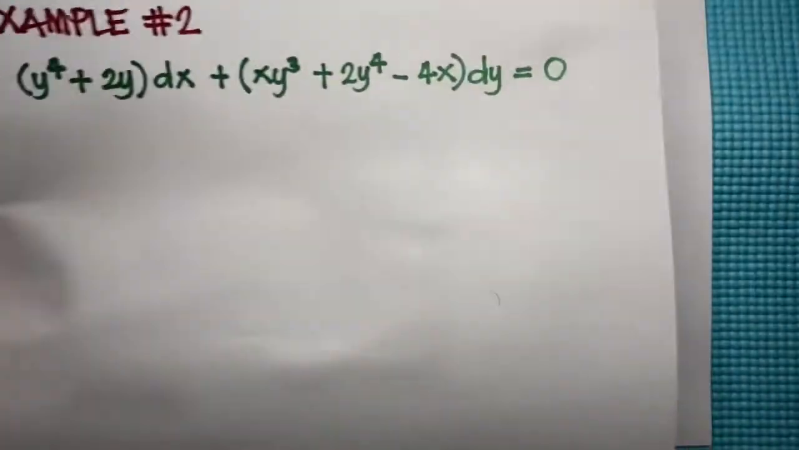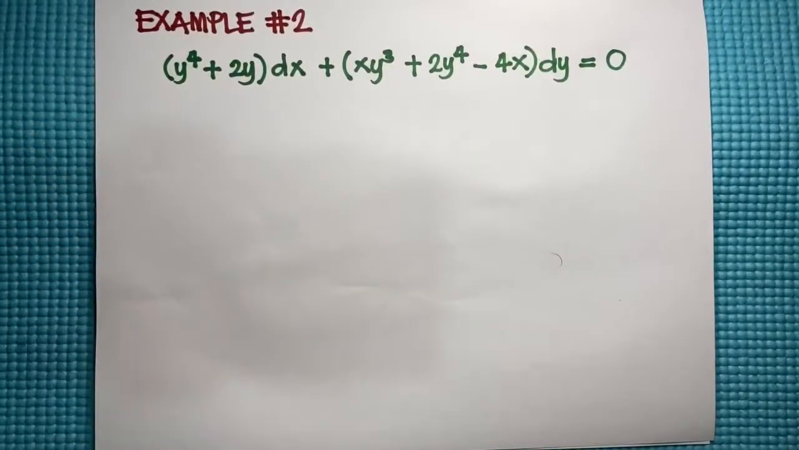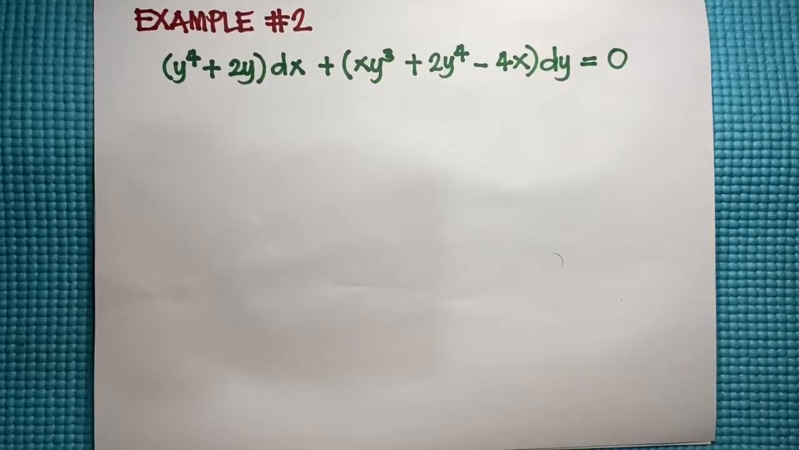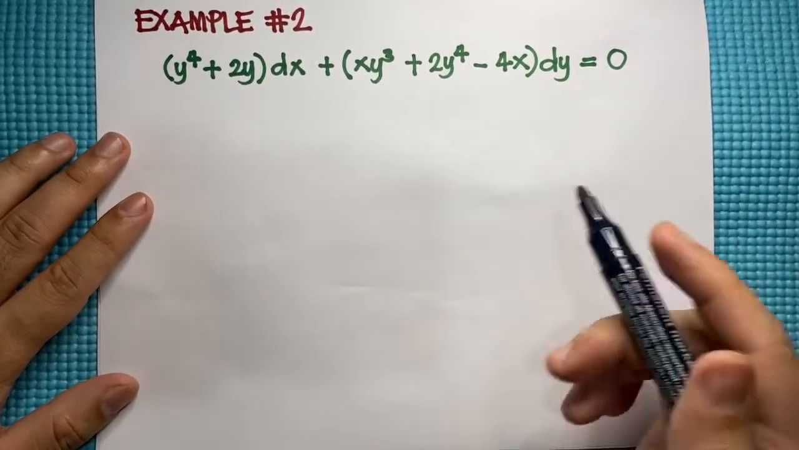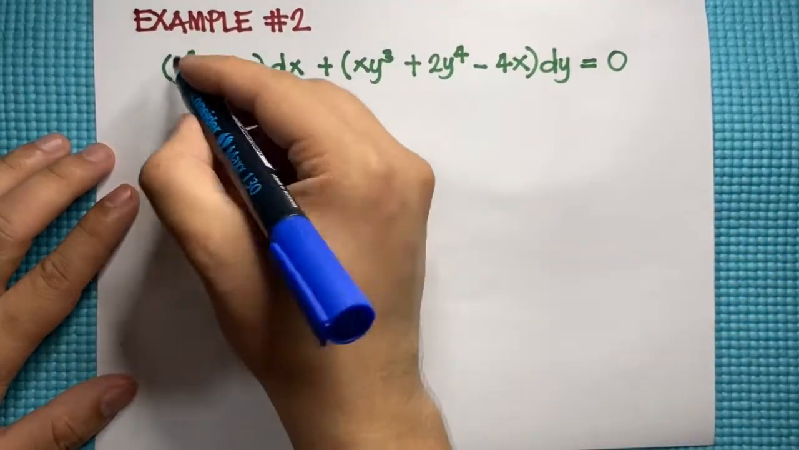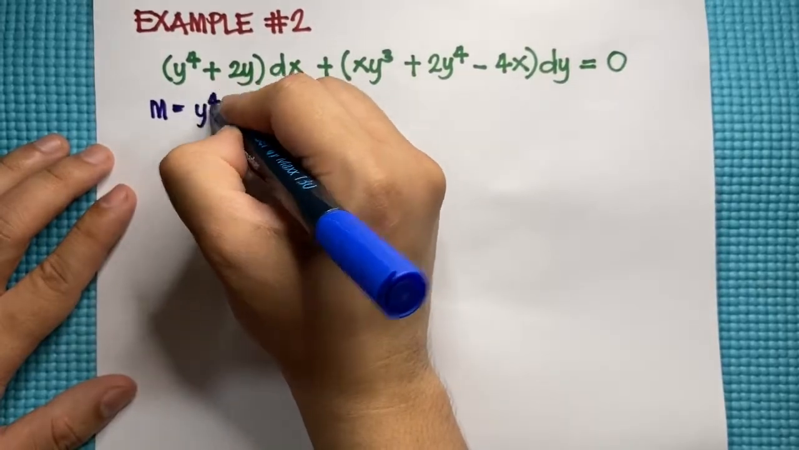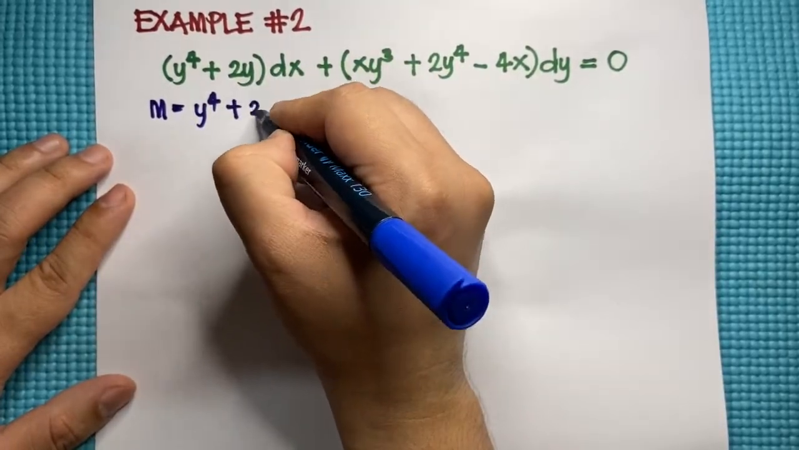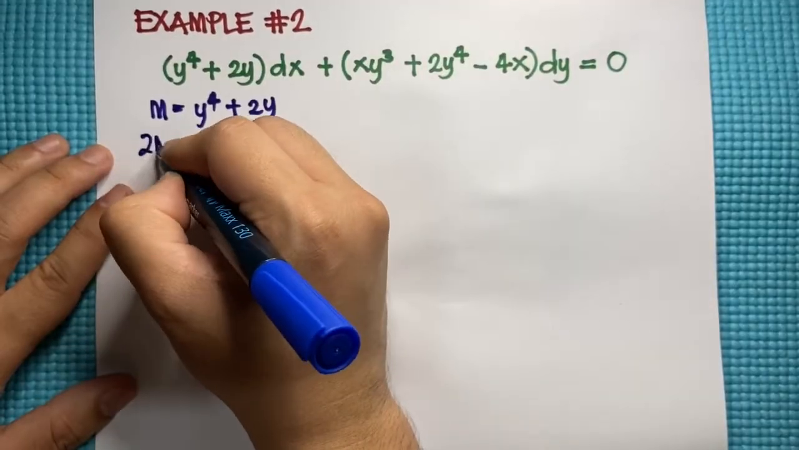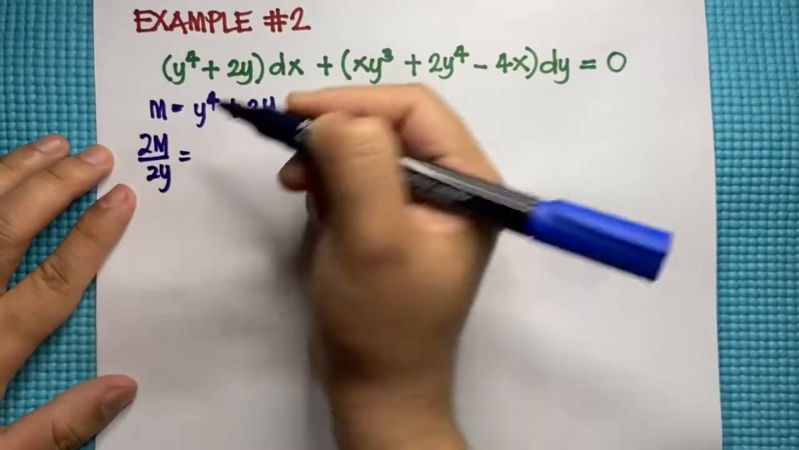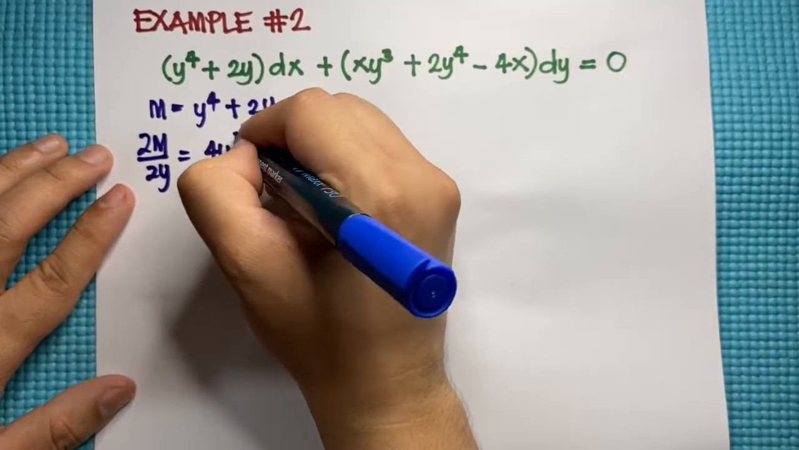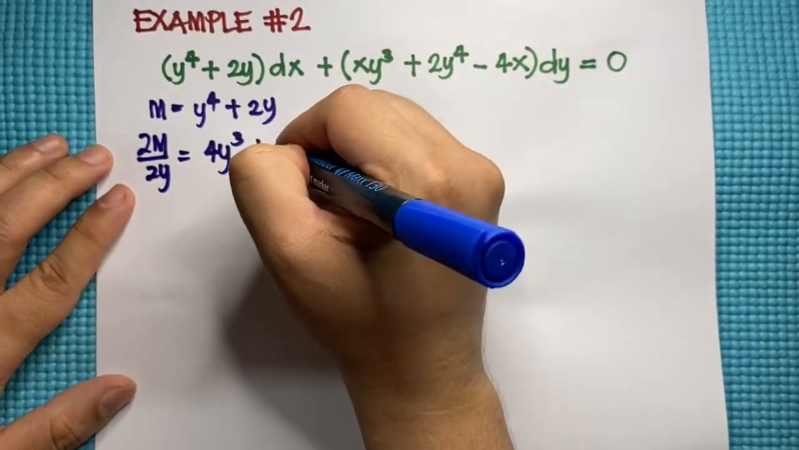So for our second example, we have y to the fourth plus 2y dx plus xy cubed plus 2y to the fourth minus 4x dy, and that is equal to 0. Again, our first step would be to test the exactness of the given equation. So M here is y to the fourth plus 2y. Its partial derivative with respect to y would be 4y cubed plus 2.